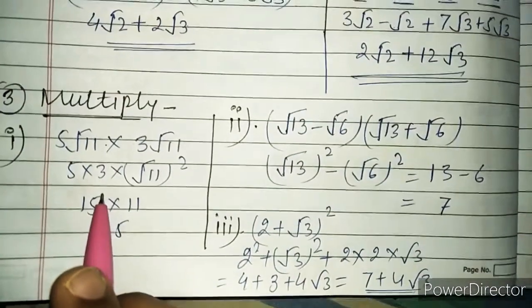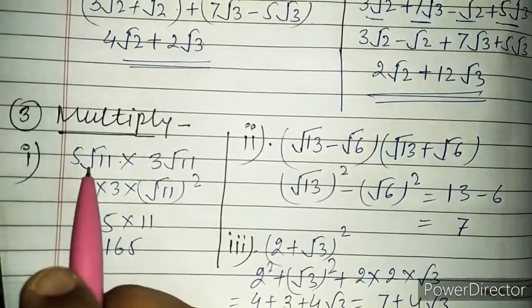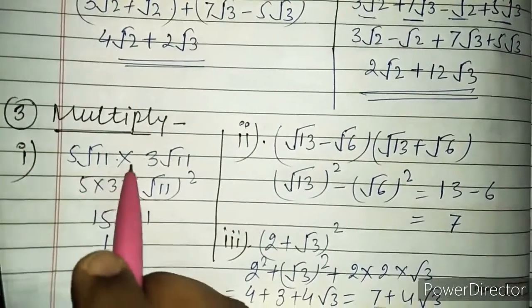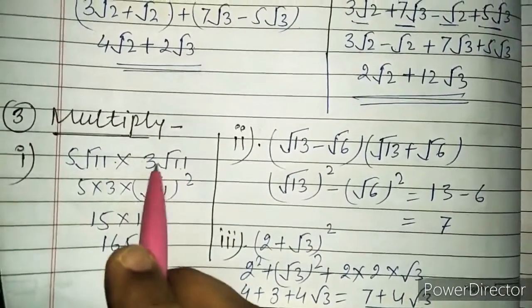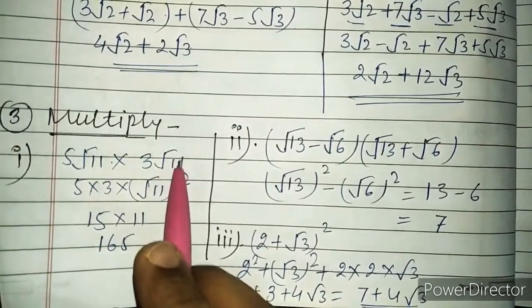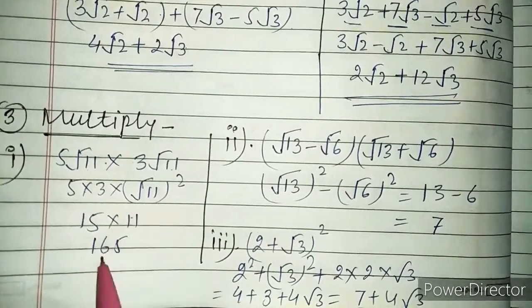Now switch to the next topic, that is multiply. You can see here how I will multiply. See, 5 root 11 into 3 root 11, right? It will become 5 into 3 is 15 and root 11 squared will become 11. So 15 into 11 is 165.